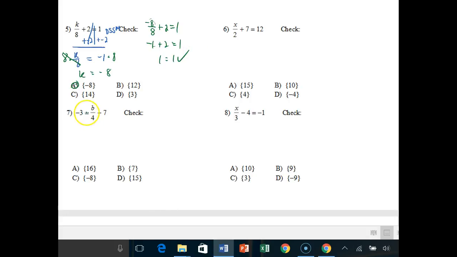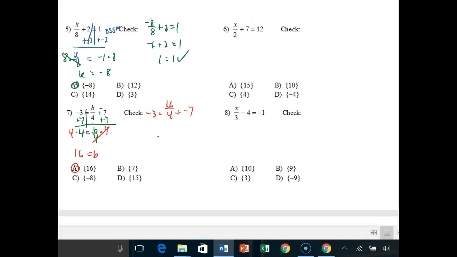And one more. Go ahead, plus negative. Add 7 to both sides. You get 4 is equal to b over 4. You're going to multiply both sides by this 4. And those cancel out. So b is equal to 16. And then plug in. So negative 3 is equal to 16, not b, over 4, plus negative 7. Make sure you're copying exactly as.